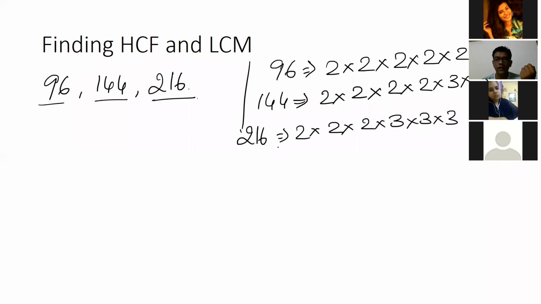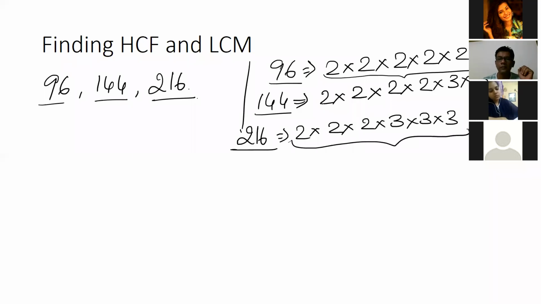So what I have done is, I have split all my values into their prime factors. Why did I use the word prime factors? Because all the factors here are prime numbers. Okay, so you used prime factors. Done. Now once I have done that, what does highest common factor mean?